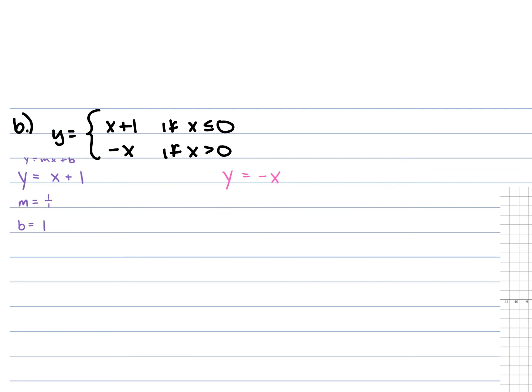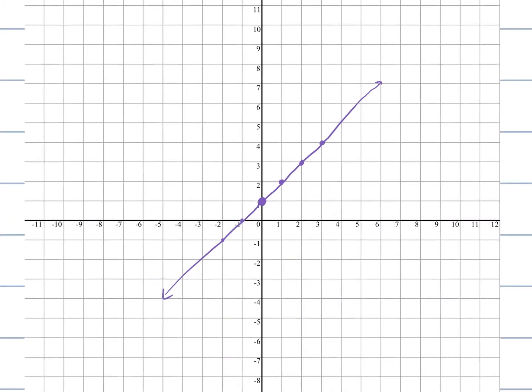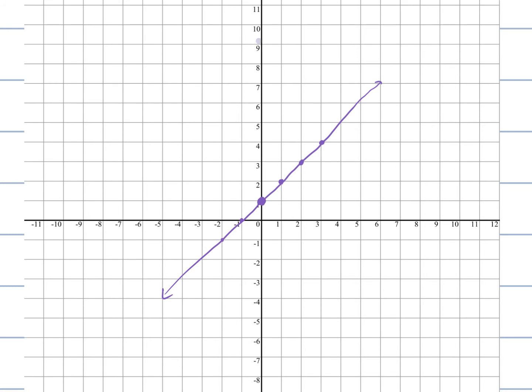All right, so next we want to erase half of our graph because we only care about a piece of it. So we only care about when x is less than or equal to 0. So let's go to my graph. I'm going to put a line down 0. Which side is less than 0? The left side. So which side am I going to erase? The right side. Because we only care about when x is less than or equal to 0. So we only keep the left side.